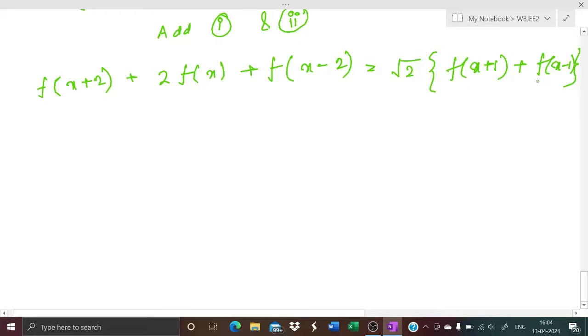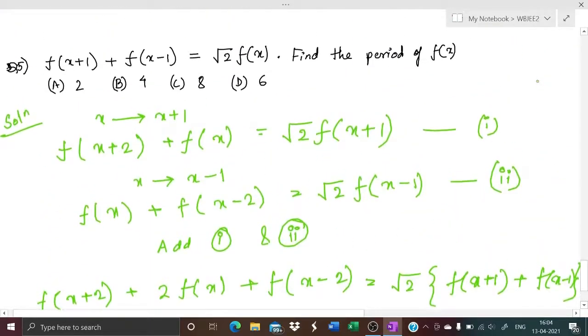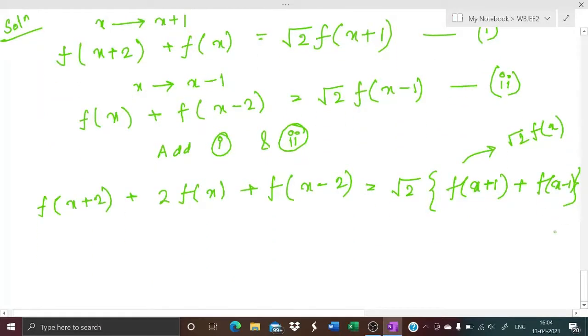Now you see, from the first equation, f of x plus 1 plus f of x minus 1 equals root 2 f of x. So I can substitute f of x plus 1 plus f of x minus 1 as root 2 f of x, isn't it? Basically I have done this so that I can get rid of the root 2 term and nothing else. The more you practice, the more you can solve this type of questions. This type of questions can only be solved very fast if you have a lot of practice. No other way, I'm very sorry to say, but yeah.